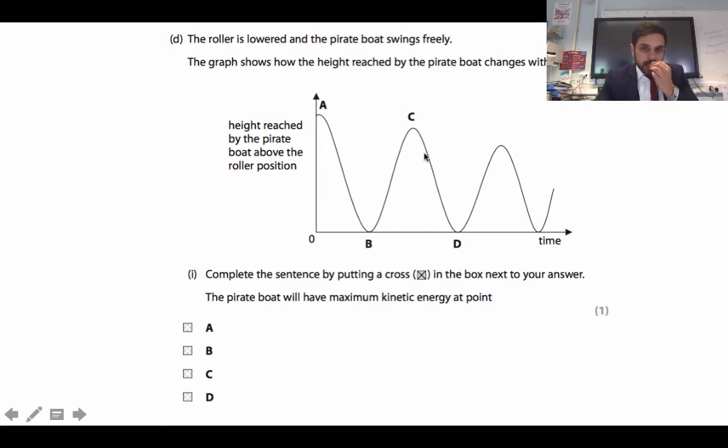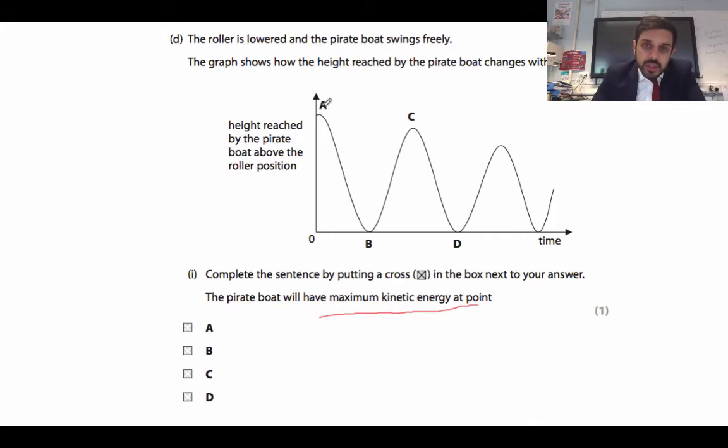Let's try another one. Now this is interesting. The roller is lowered and the pirate boat swings freely. So we've got a pirate boat going up and down. The graph shows how the height reached by the pirate boat changes with time. Okay, so on this side I've got the height and this is the time. Complete the sentence by putting an X in the box next to your answer. The pirate boat will have the maximum kinetic energy at one point. This is only a multiple choice question, but it's actually quite difficult.